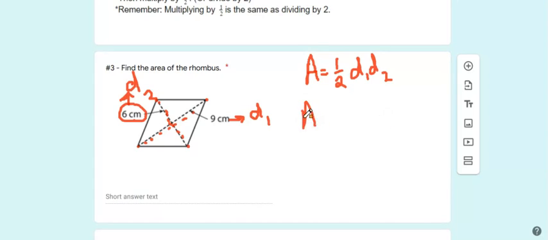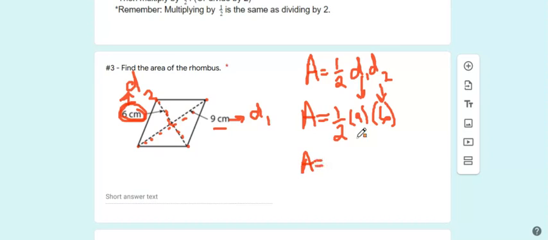So I'm going to take area equals 1/2 D1. What do we call D1? That's 9, right? The first diagonal is 9 centimeters. D sub 2, what's D sub 2? We call that 6 centimeters. Okay? So area equals, let me go ahead and do 9 times 6. 9 times 6, you know, is 54, right? So I'm going to have 1/2 times 54.